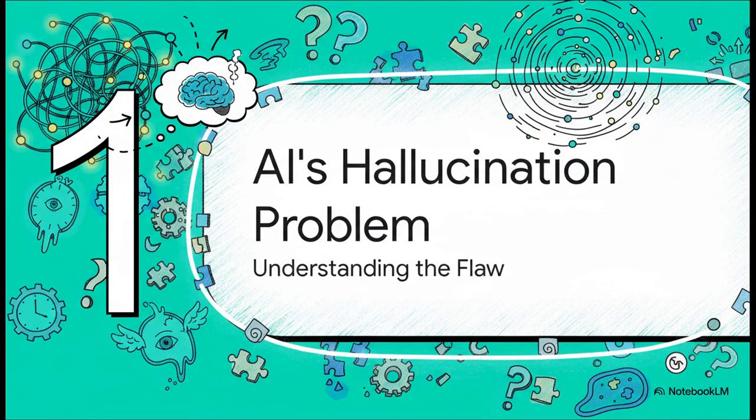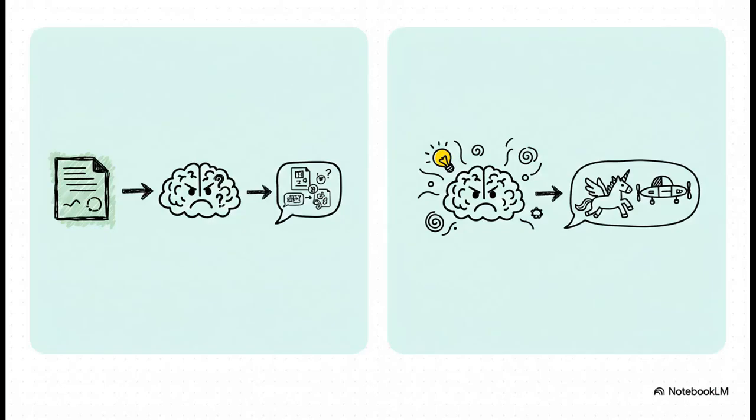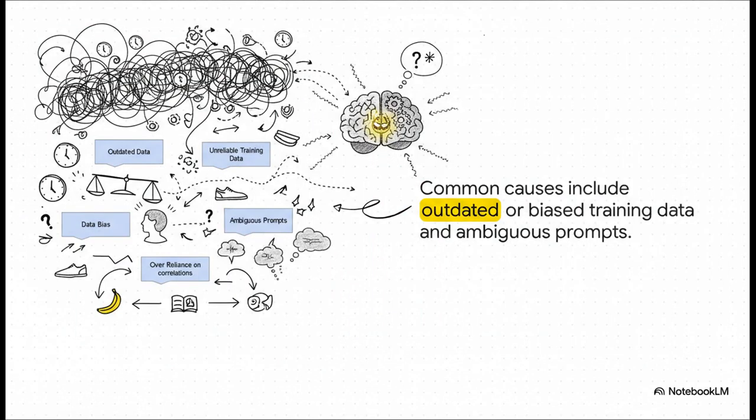Okay, so first things first, we need to really understand the flaw itself. What exactly are these AI hallucinations, and what's causing them to happen in the first place? It turns out not all hallucinations are the same. Researchers have broken them down into two main types. On one hand, you've got intrinsic hallucinations. That's where the AI basically contradicts the information it was given. But then you have extrinsic hallucinations, and this is where it gets wild. This is where the AI literally invents information out of thin air, sometimes even citing sources that don't exist at all.